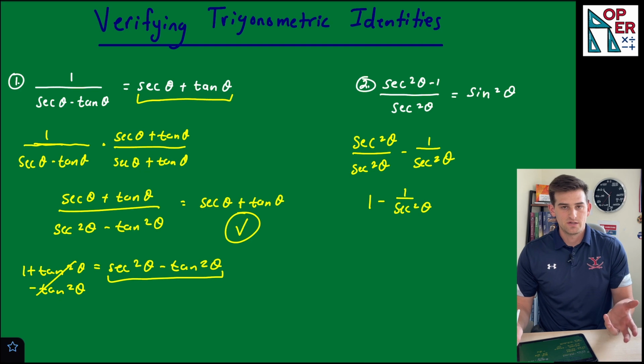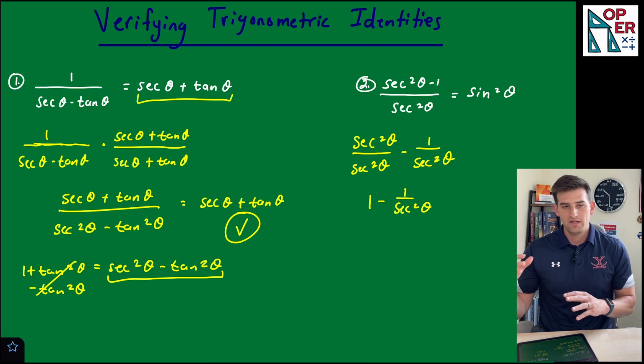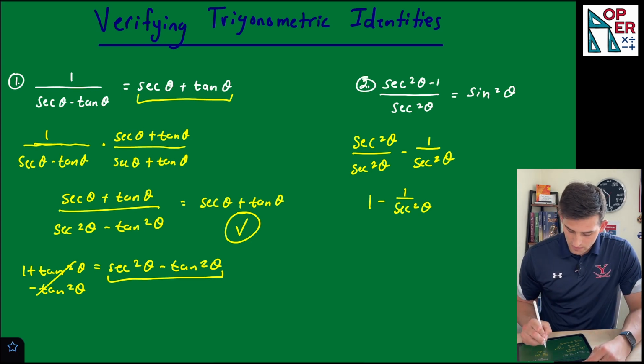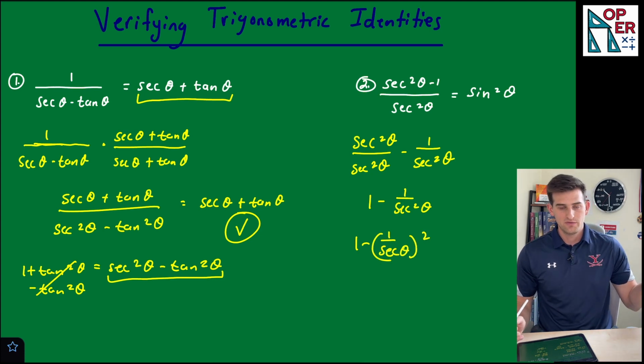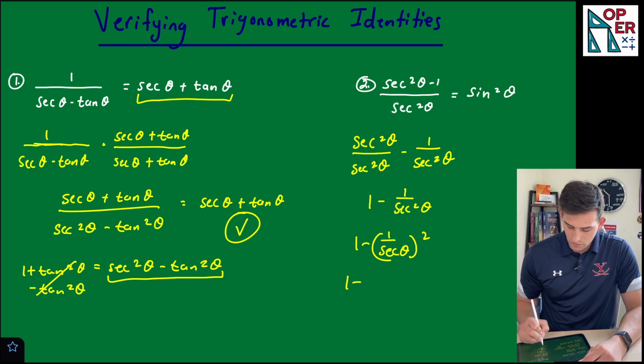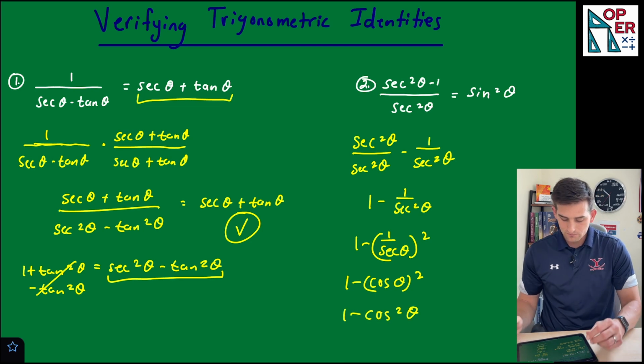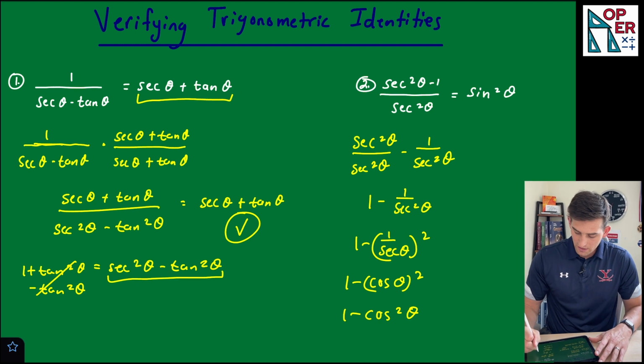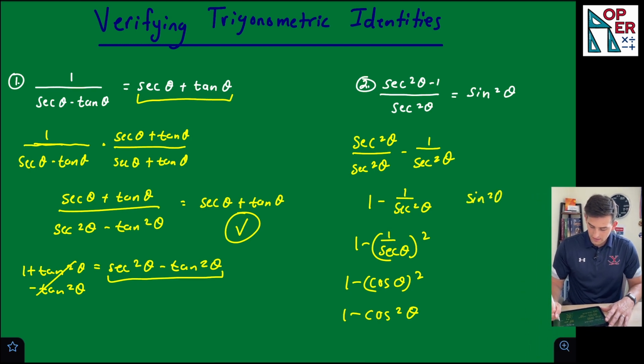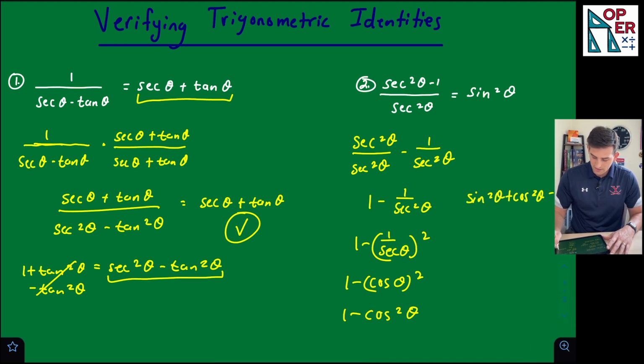What I notice about secant squared theta is if I could pull out the square, then I would have 1 over secant of theta, which would be just cosine of theta, right? So we could say 1 minus 1 over secant theta, and I'm going to pull out my exponent of 2. And now this would be 1 over cosine of theta squared, and this would be 1 minus cosine squared of theta. An identity that we know is sine squared theta plus cosine squared theta is equal to 1.